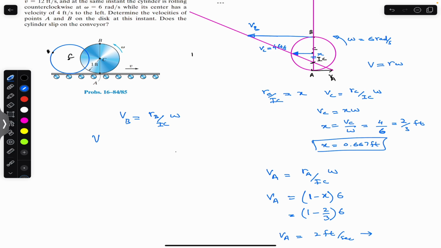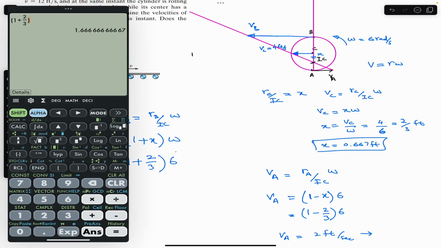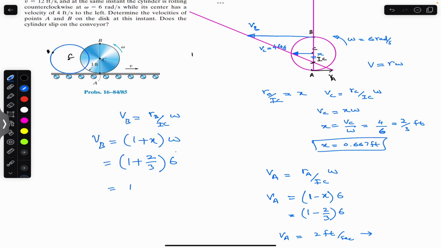So the velocity of B is equal to 1 plus x times omega. Now 1 plus x is 5 divided by 3, and omega is 6, so 5 divided by 3 times 6 gives us 10. So VB is equal to 10 feet per second.